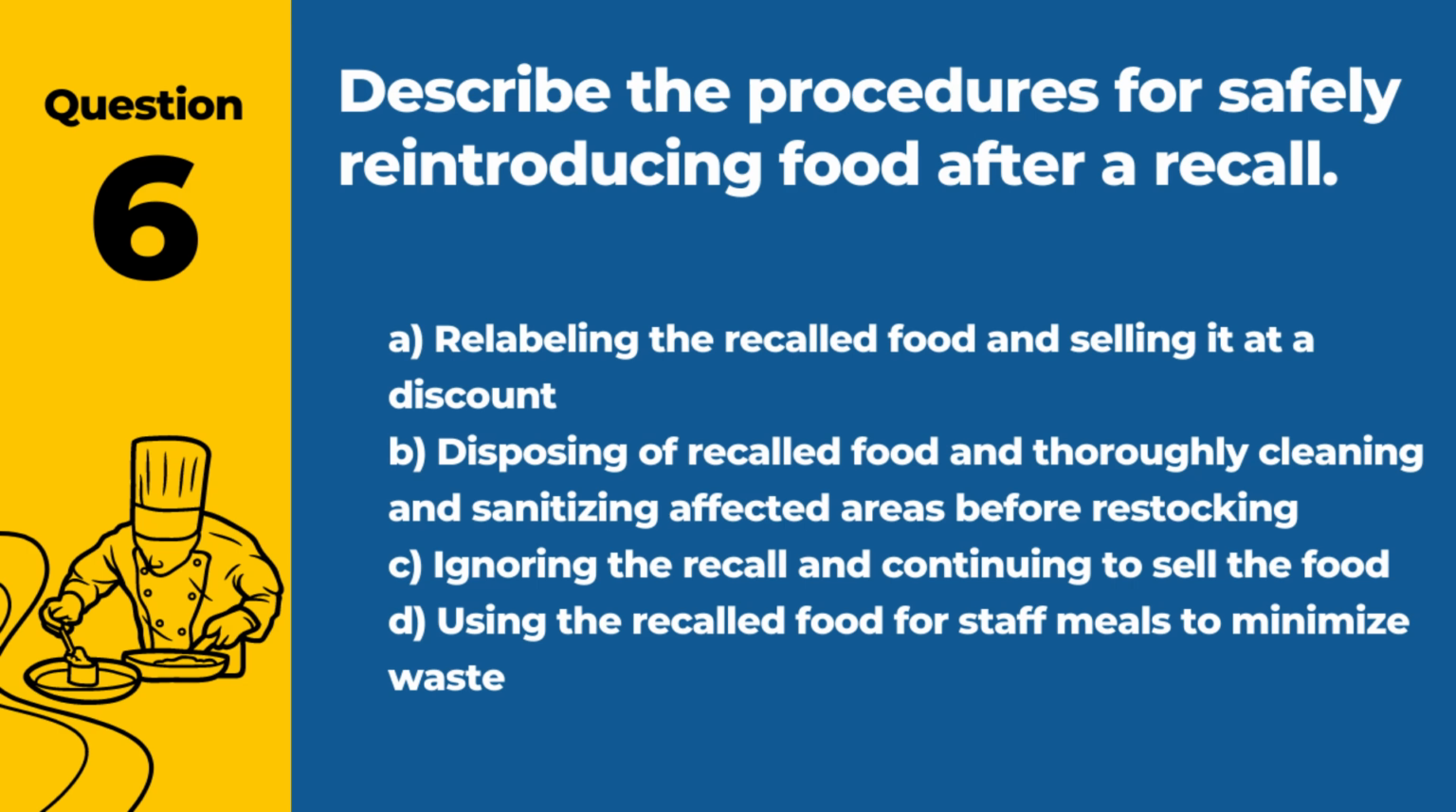Answer. B. Disposing of recalled food and thoroughly cleaning and sanitizing affected areas before restocking. Safely reintroducing food after a recall involves disposing of any recalled products, cleaning and sanitizing any affected areas to prevent cross-contamination, and carefully restocking with safe products.